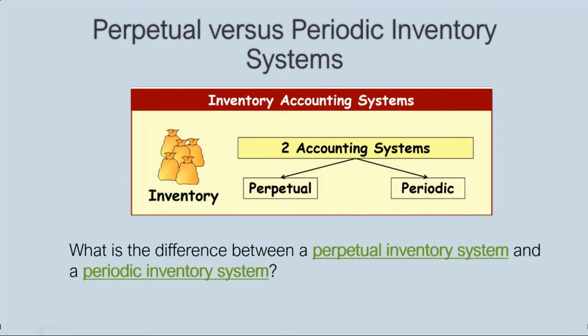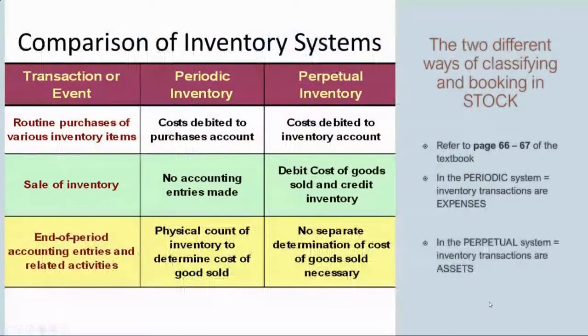Okay, so that's the main difference, but now we're going to look at a summary page just to show you from an accounting point of view what the difference is. You'll see here is the periodic table and here's the perpetual one. Routine purchases are your everyday purchases of inventory. For the periodic, the cost is debited to the purchases account, which is our expense account. Whereas under perpetual, the cost is debited to your inventory account, which is an asset account. So when you buy it, the one goes to an expense account, the other goes to an inventory account.